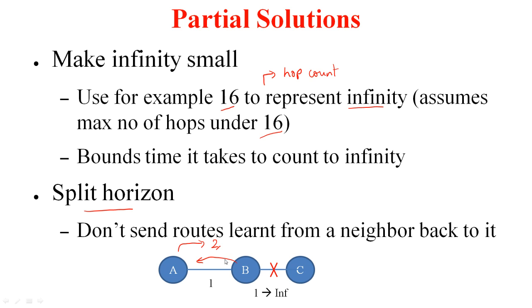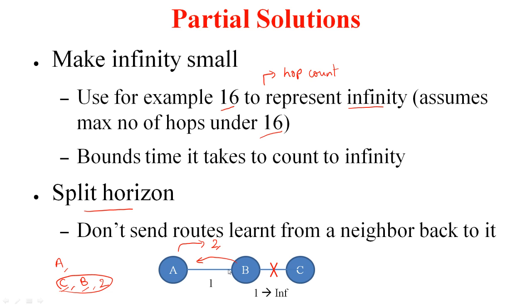This problem, in this particular case, can be avoided if before this link even failed, A knows that to reach C, it is going via B. So this is the destination, this is the next hop, and the cost is equal to 2. Since it learned about this information from B, this information A is not going to send to B. So in other words, the routing table update that A sends will not have an entry corresponding to C.